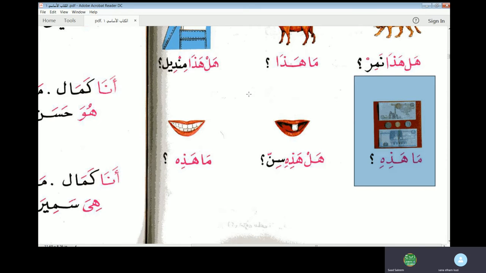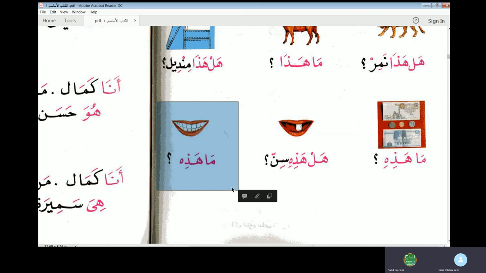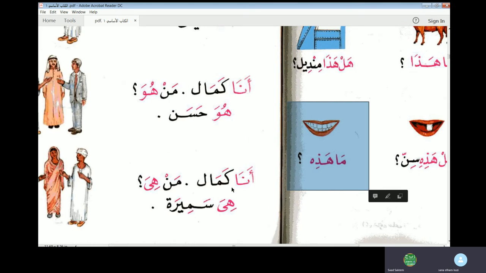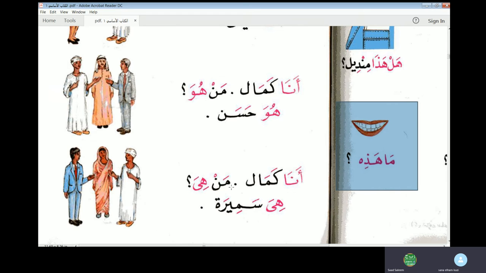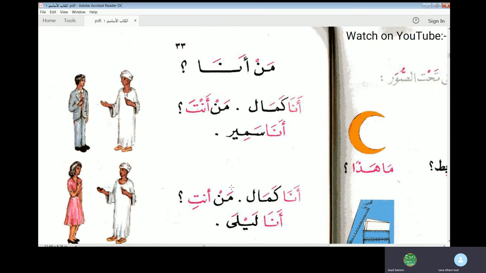Ma hadha, what is this? Hadha nufudun, this is cash. Hal hadha liss, is this a thief? Naam, hadha liss. Ma hadha, what is this? Hadha lisun, is a thief.